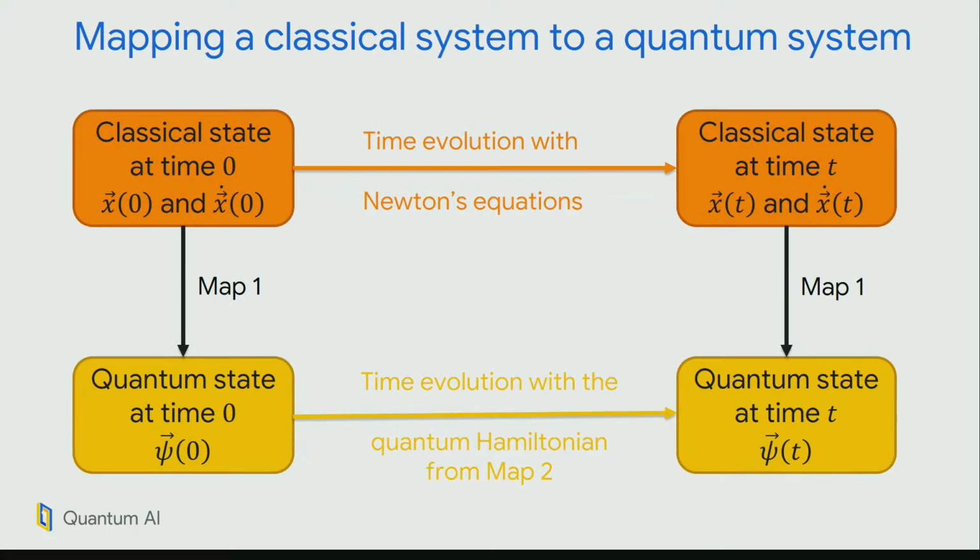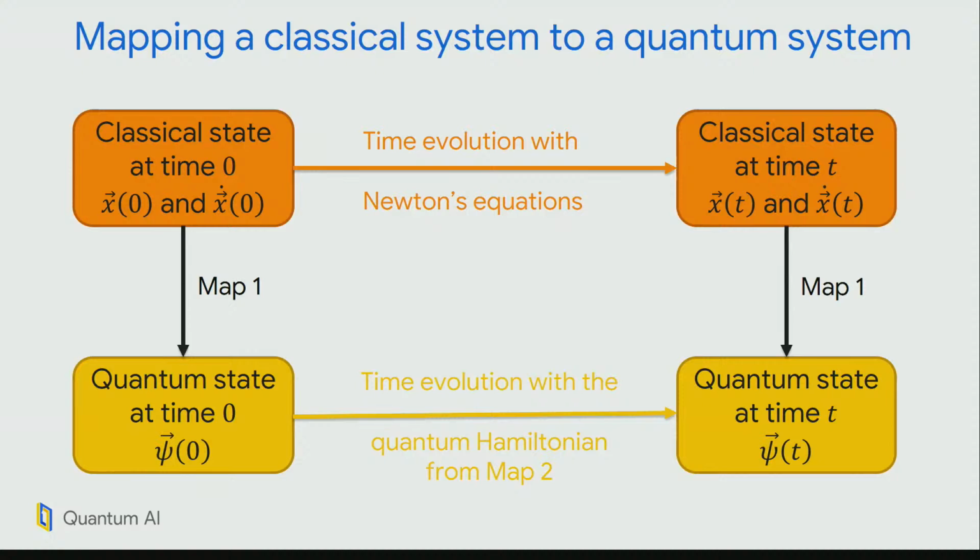If you want to see this as a picture, what I just mean is that I have a classical state at time 0. I can map it to a quantum state at time 0. Classical state at time t, I can map it to a quantum state at time t. And if I evolve this with Newton's equations and I evolve this with Hamiltonian simulation, these two paths should be consistent. That's what I'm saying by maps. That makes sense.